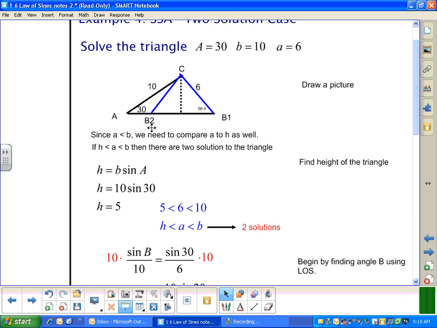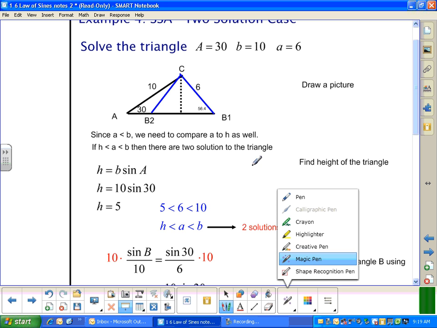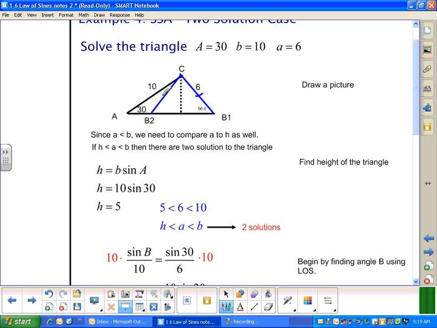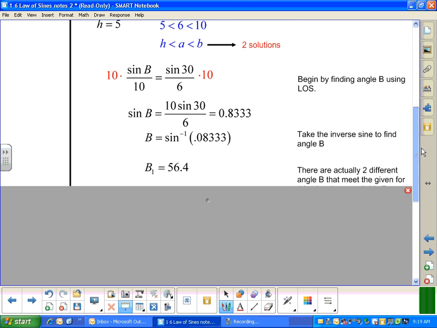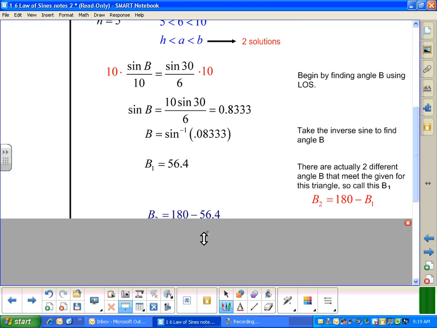Now let's think about how we might find that value. Remember how we talked about this triangle being isosceles? And since it's isosceles, the base angles are going to be exactly congruent. So if this is 56.4 degrees, this is going to be 56.4 degrees. And if that's true, then what will this angle right here be? Well, since they form a straight line, this angle right here would be 180 minus 56.4 degrees. So that's how we find the second possibility for angle B.